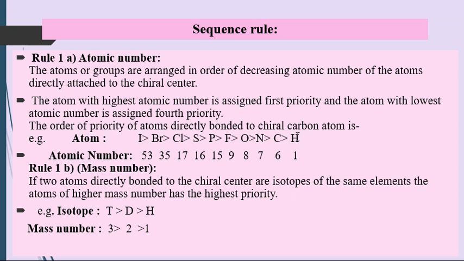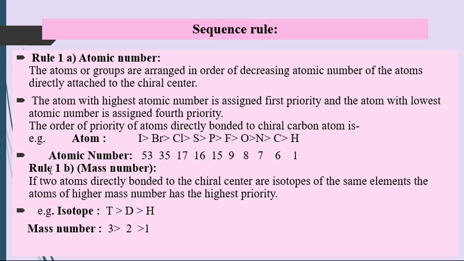Suppose here these are atoms and the atomic numbers: iodine is 53, bromine 35, chlorine 17, sulfur 16, phosphorus 15, fluorine 9, oxygen 8, nitrogen 7, carbon 6, and hydrogen 1. Then they are arranged with first priority to iodine, then bromine, chlorine, sulfur, phosphorus, fluorine, oxygen, nitrogen, carbon, and hydrogen.